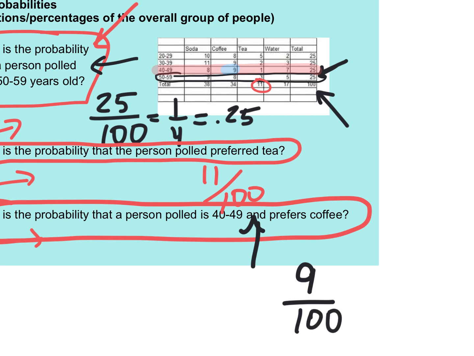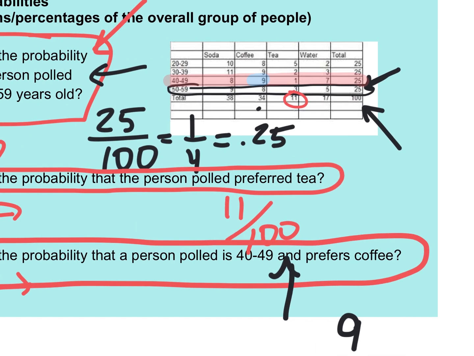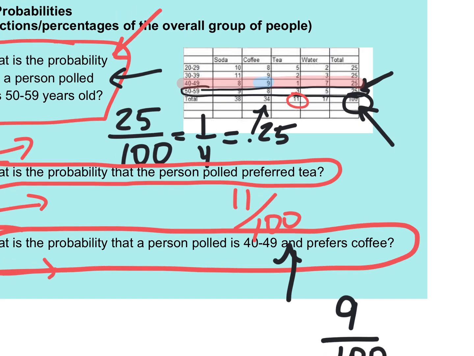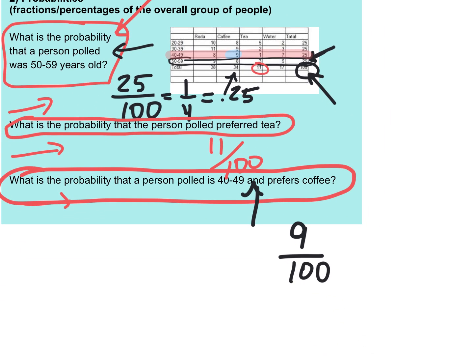I told you before that if they had said, we're only going to talk to people who like coffee, well, then it would have been out of 34. But it didn't say that we're only talking to people who like coffee. All right, so unless it narrows it down like that, we take it out of the grand total, which was 100. So 9 out of 100.